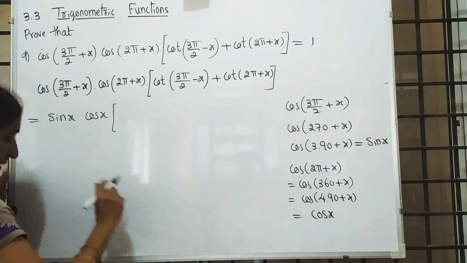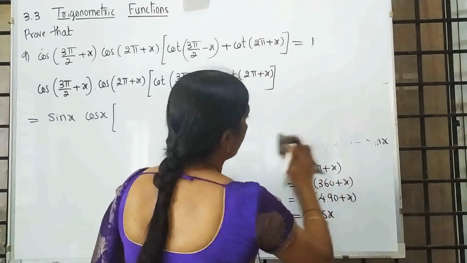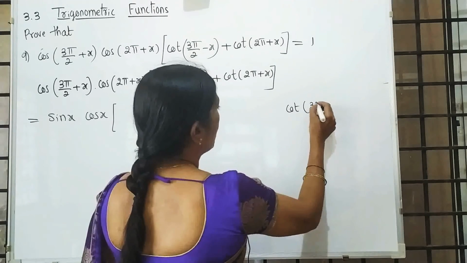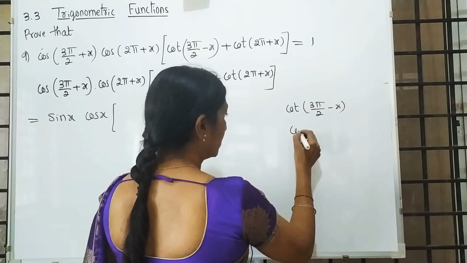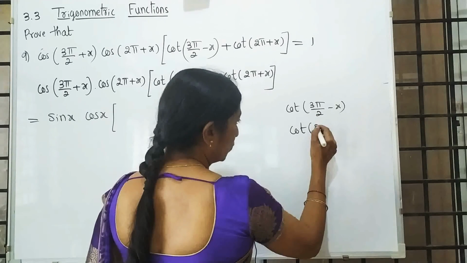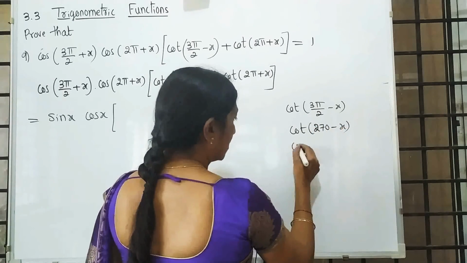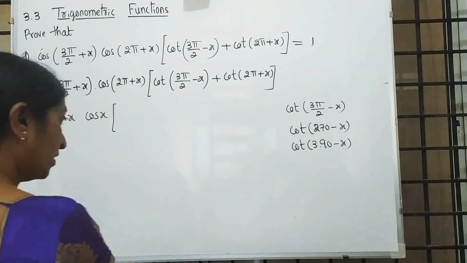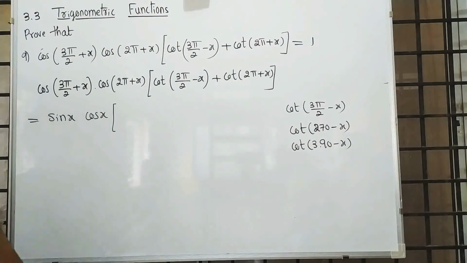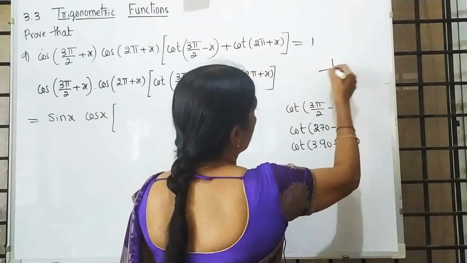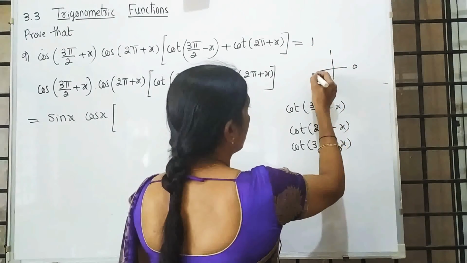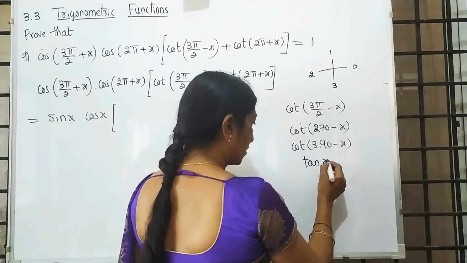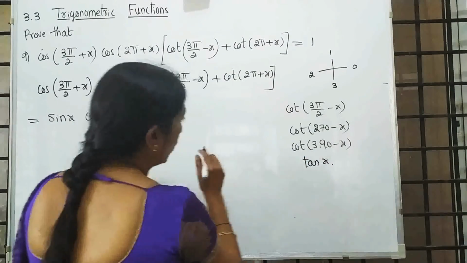Now in the bracket. So you are following this. Next, cot 3 pi by 2 minus x. That is cot 270 minus x. That is nothing but cot 3 into 90 minus x. 3 is odd. Cot changes to tan. And where it comes, see here I will write the quadrant. This is 0 into 90, this is 1 into 90, 2 into 90, 3 into 90. Minus means third quadrant. In the third quadrant cot is positive. And because of odd number, cot changes to tan.